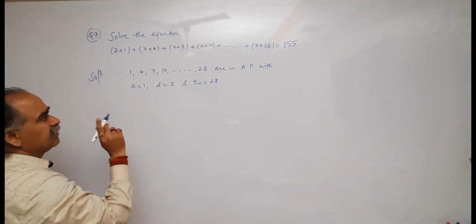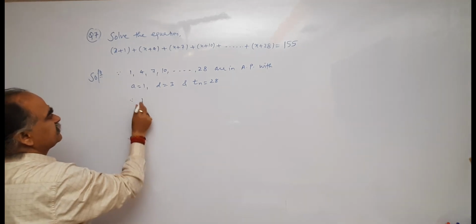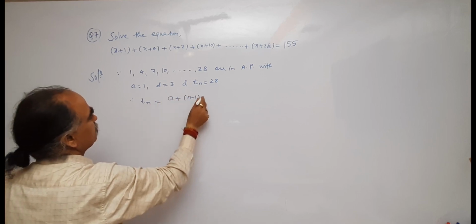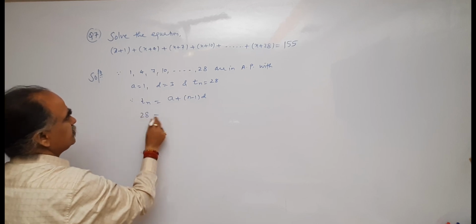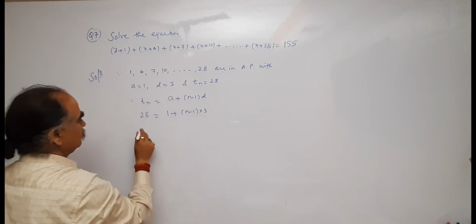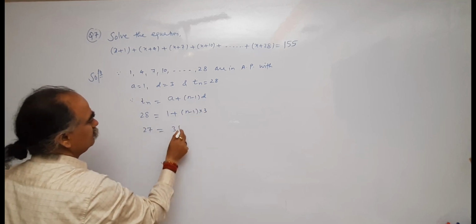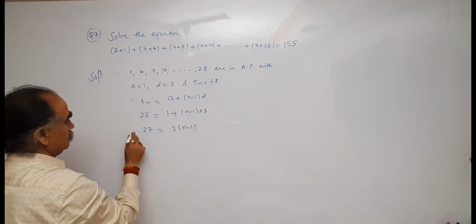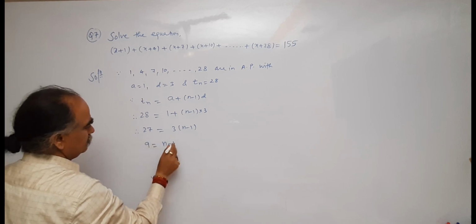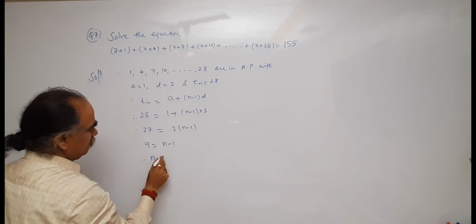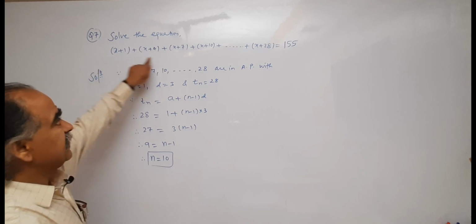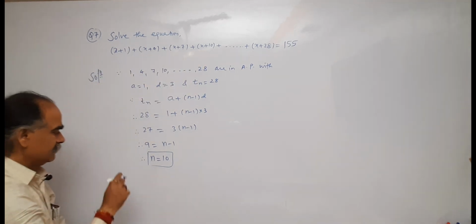So we'll find out the number of terms. Since Tn is a plus n minus 1 into D, 28 is 1 plus n minus 1 into 3. So 27 is 3 into n minus 1, so 9 is equal to n minus 1. The number of terms is 10. So 10 x's will be there.